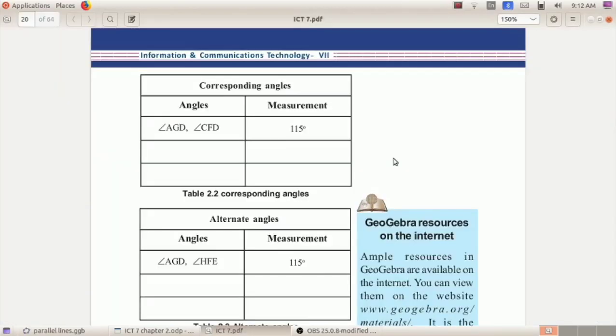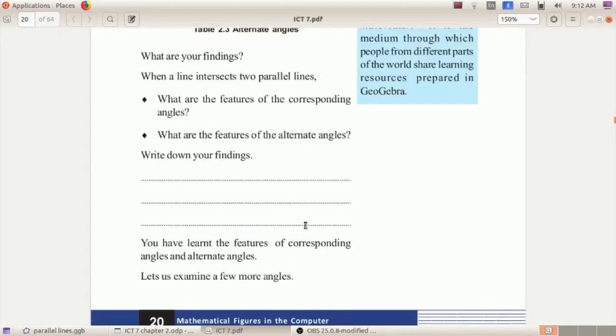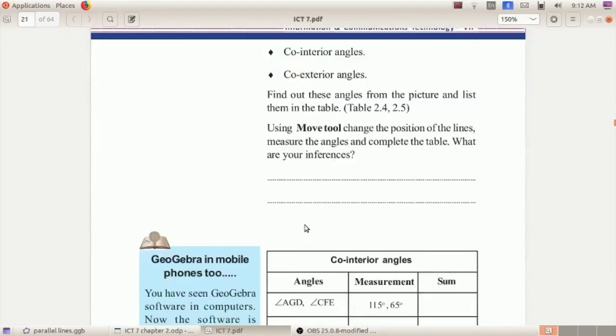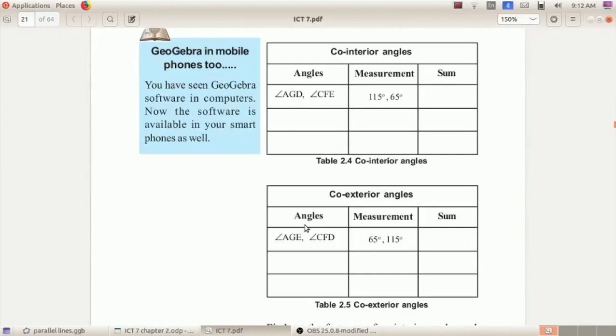Now in your textbook in page number 20, two tables are given. One is for corresponding angles and the second table is for alternate angles. Then in page number 21 also two tables are given. One table is co-interior angles and second table is co-exterior angles. Now how to fill these four tables?